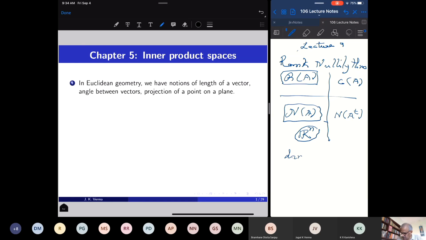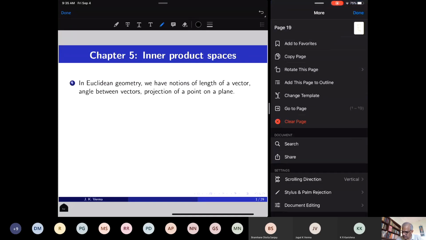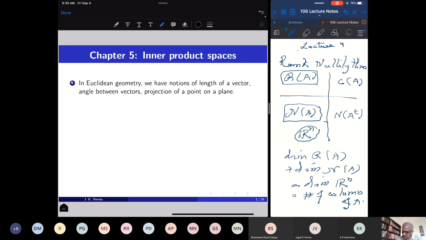So the dimension of the row space plus the dimension of the null space is equal to the dimension of the space in which they live, which is the number of columns of A. So this is the rank nullity theorem, and we also proved that if you have two subspaces, then we know the dimension of the sum of those two subspaces.